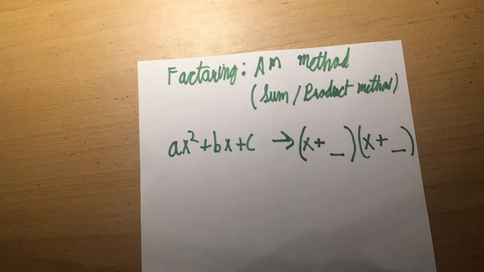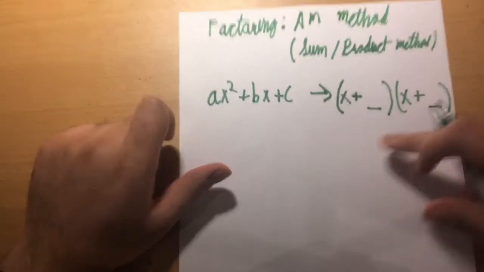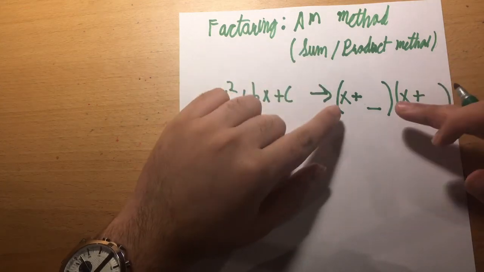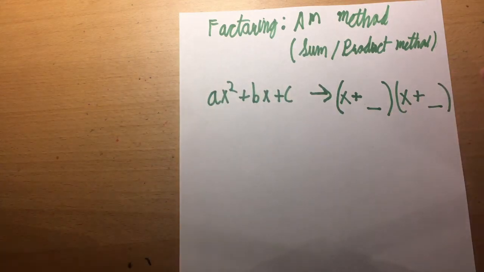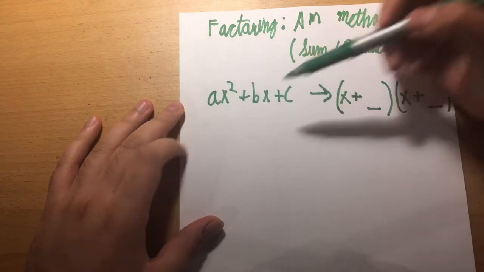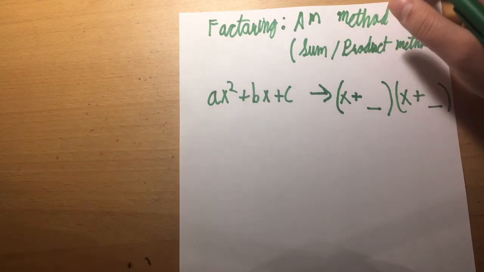All right, so in this video, we're going to go through factoring using the AM method. This is a pretty simple method of getting a trinomial into a form that looks like two parentheses, one of them is x plus something, and the other one's x plus something else. Now, a trinomial is this thing right here. The basic form of a trinomial is ax squared plus bx plus c.